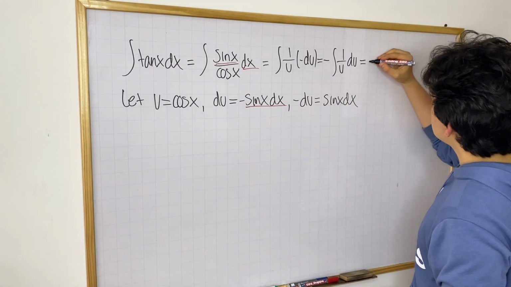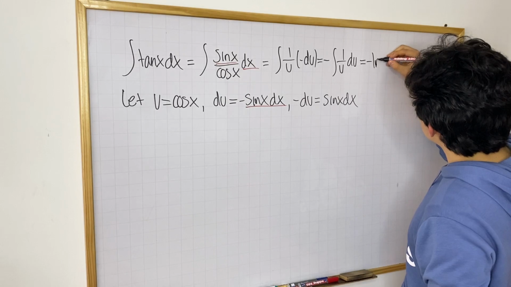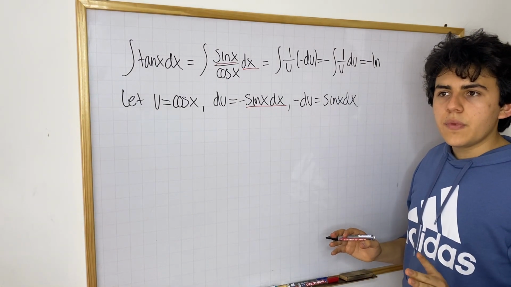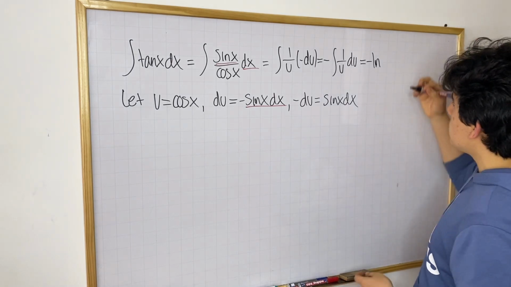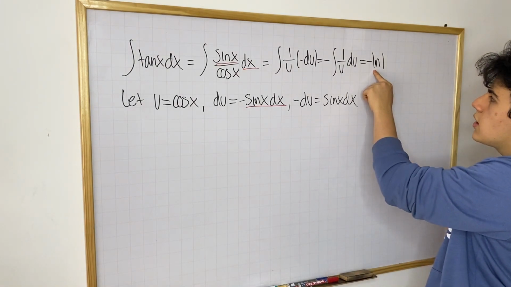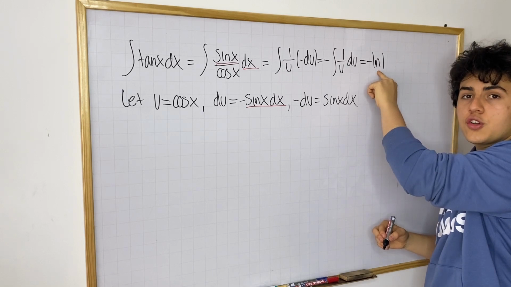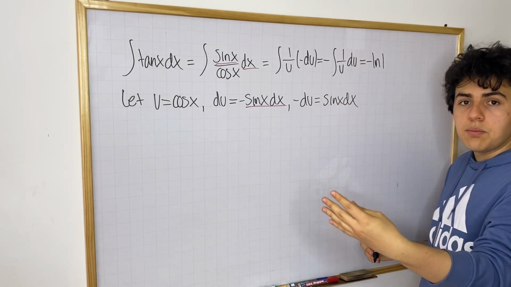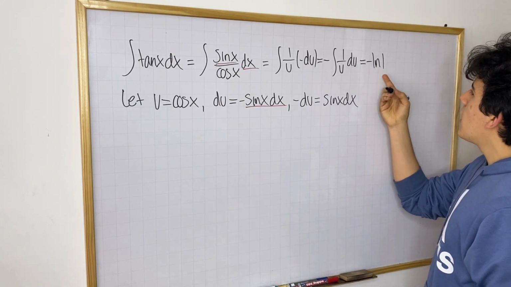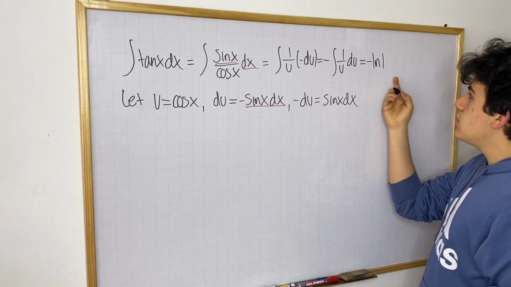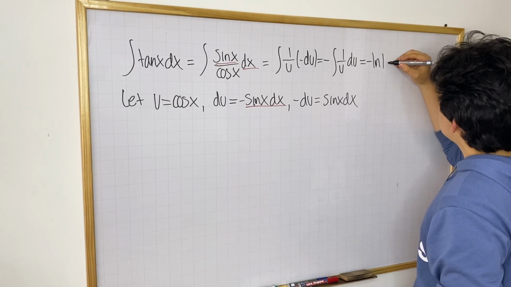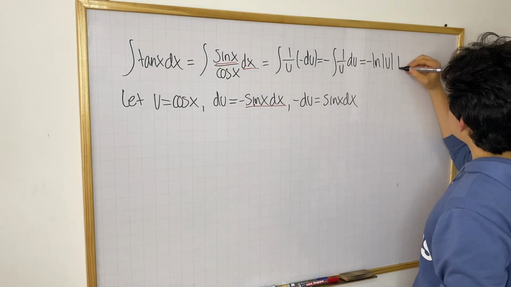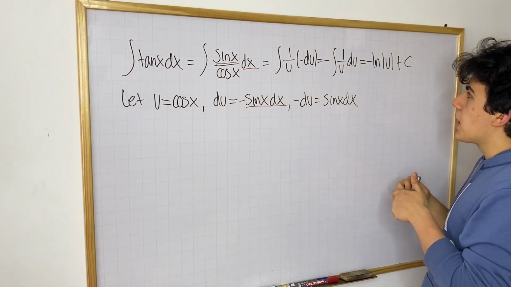You can just see that this will be negative times the natural log of, usually some people write absolute value. I would say you should write absolute value when you use a natural log, because remember, the natural log function is not defined for any negative inputs, so you need to write the absolute value notation. So this would be the negative natural log of u, absolute value, plus, remember, we're going to have a constant c, okay?